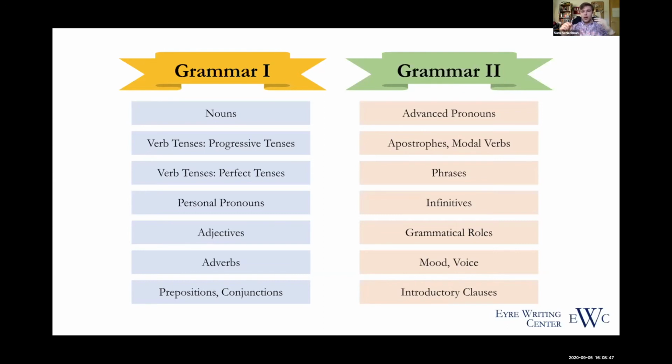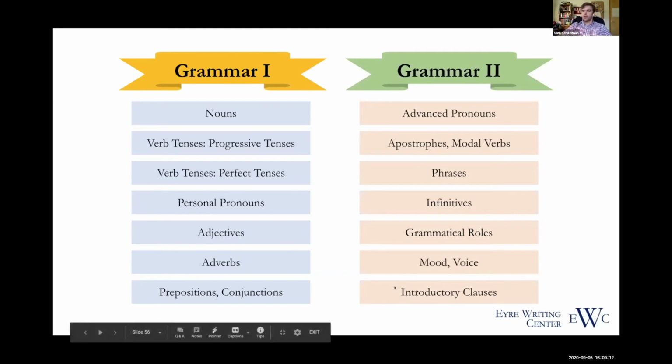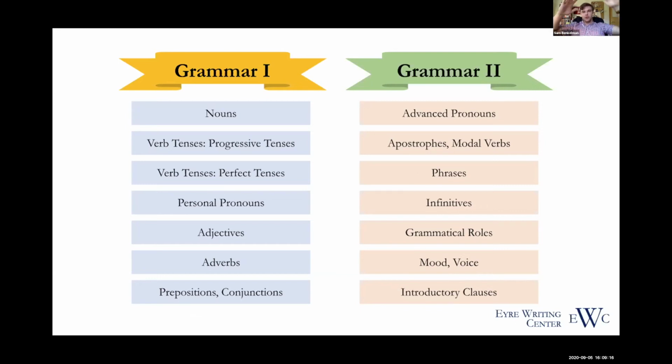Grammar 2, the classes look like advanced pronouns, right? So more specific types of pronouns, more specific types of verbs with the modal verbs. We get into punctuation with apostrophes. And then phrases is really the big one with Grammar 2. That will guide everything that we do in that class. And then we talk about grammatical roles, so subjects and objects, and we end with the introduction to clauses in Grammar 2. So those are the lists of topics that we cover in these classes.